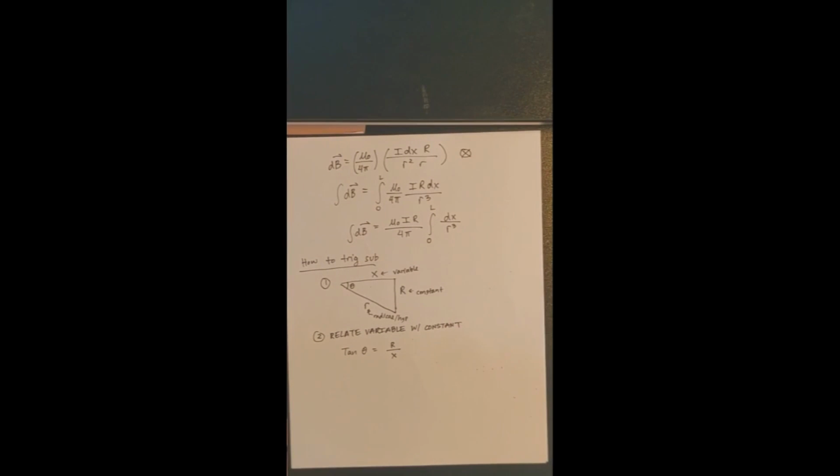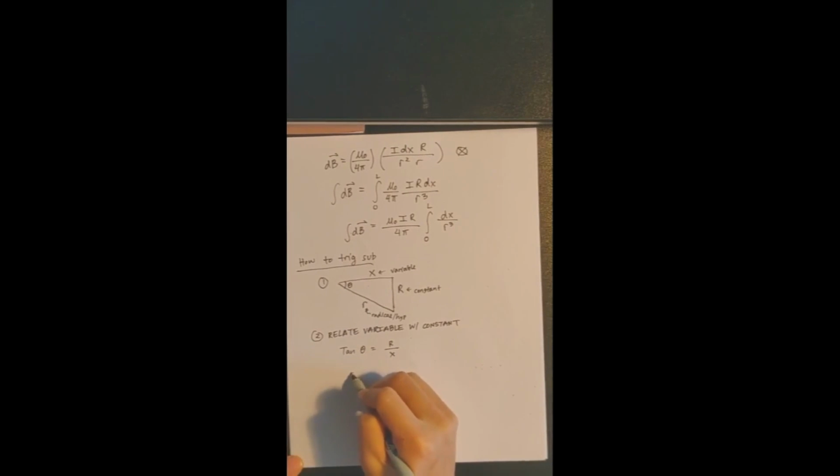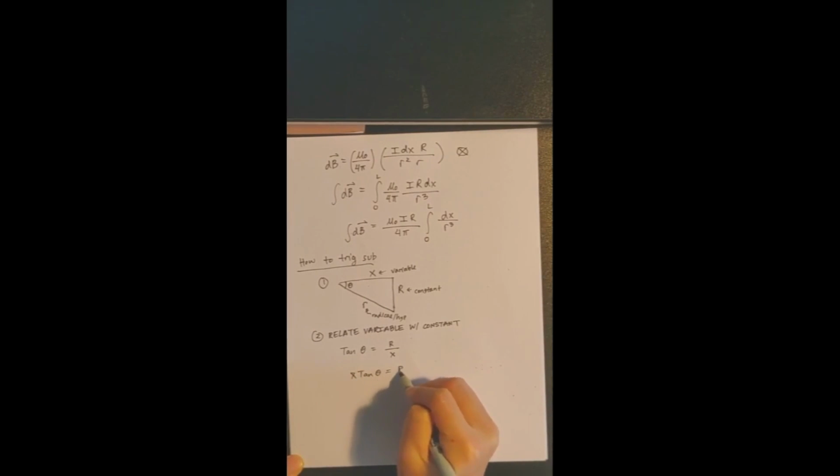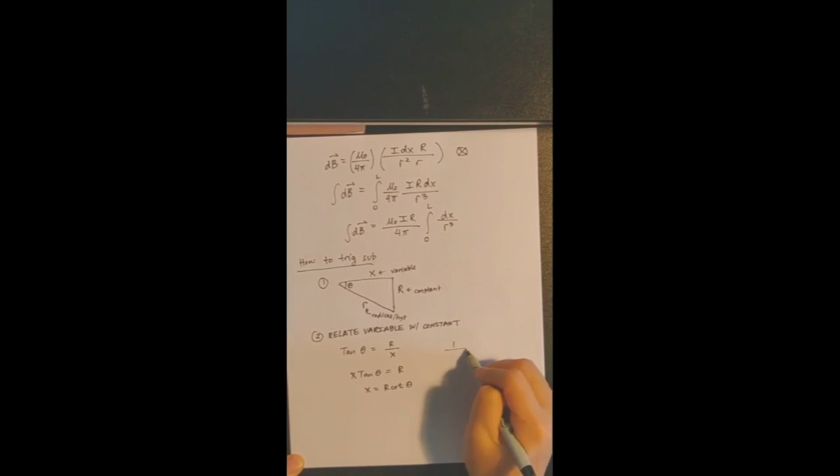The way I like thinking about this is you want to figure out what x is, so we need to bring x over. We're left with x tan theta is equal to r, and then divide tangent over. So we get x is equal to r cotangent of theta, because 1 over tangent theta, if you don't remember, is just cotangent theta.